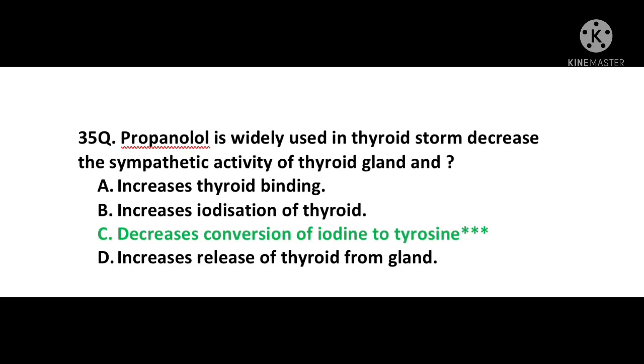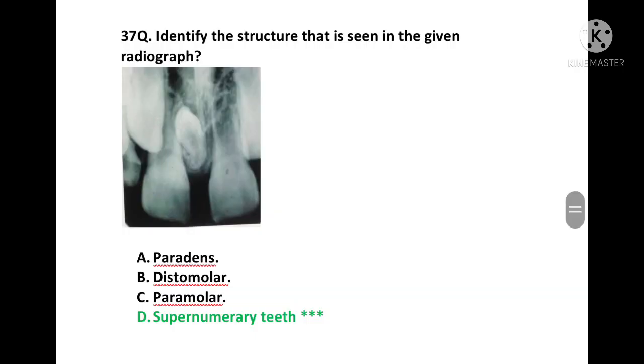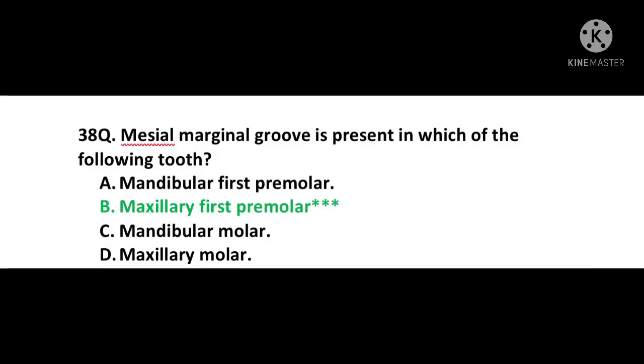Propranolol is widely used in thyroid storm, decreases the sympathetic activity by decreased conversion of thyroxine to triiodothyronine. Dentigerous cyst arises mainly from an unerupted tooth. Identify the structure. Here all the three options are not relevant. It is mesiodens or supernumerary tooth.